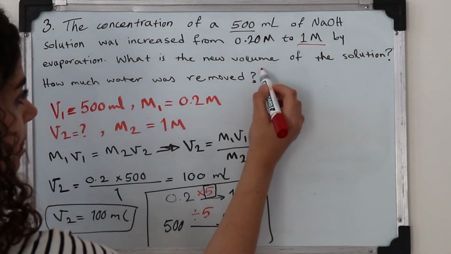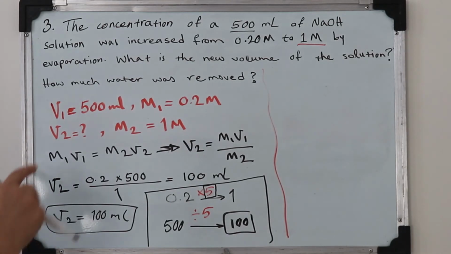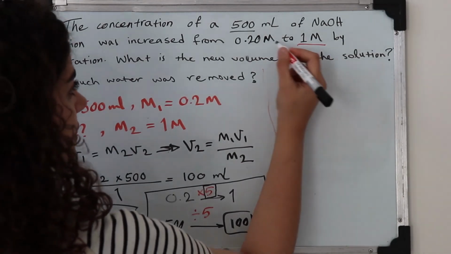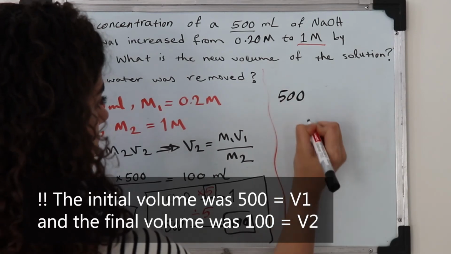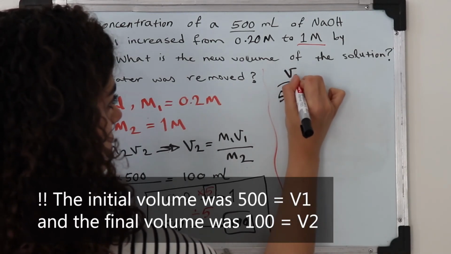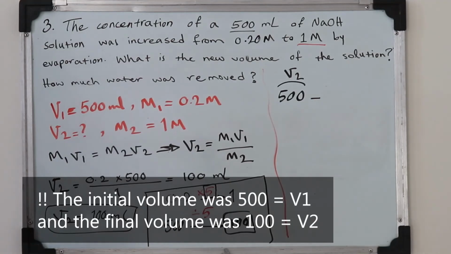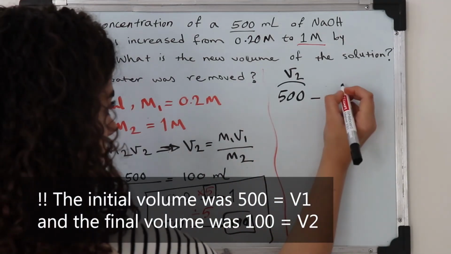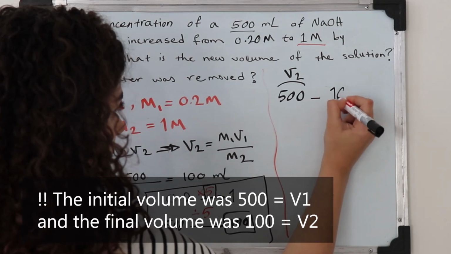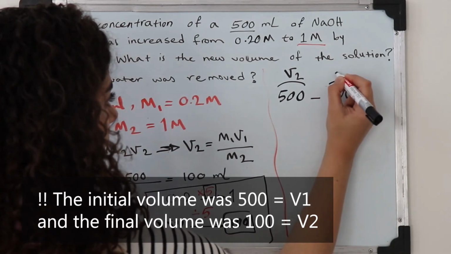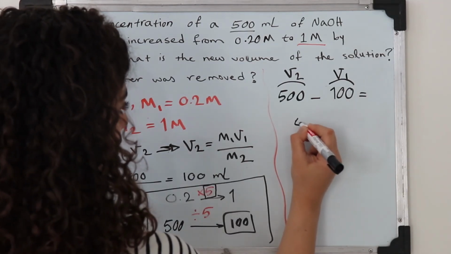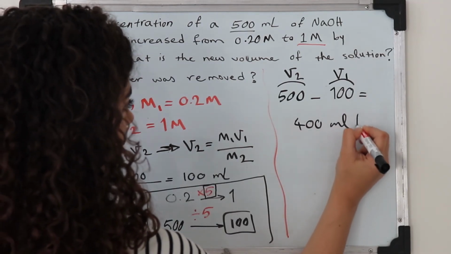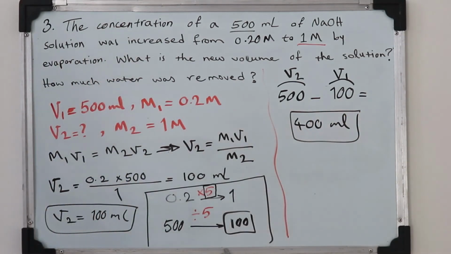Okay. For the other part, how much water was removed? So the initial volume was 500. Now we have 100 milliliter, which is our final volume. So what we have is 400 milliliter that evaporates.